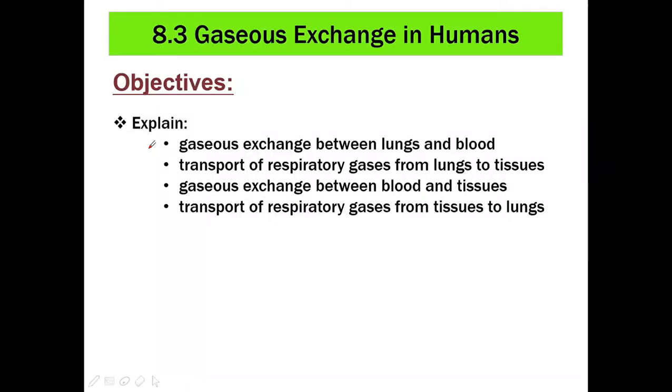Hello everyone, welcome to biology class. Our topic for today is gaseous exchange in humans. So here are our objectives.